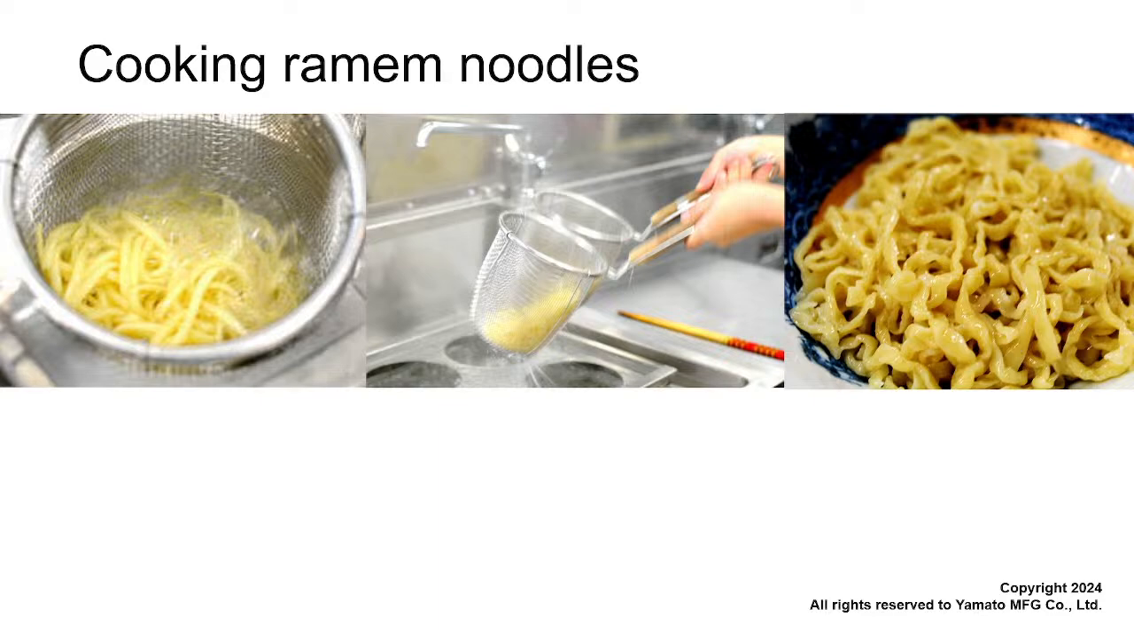What we want is a lot of water, at least 10 times the amount of noodles we're cooking. If you're cooking 100 grams of fresh noodles, we want at least 10 liters of water, and the water must be boiling before we put the noodles in it.